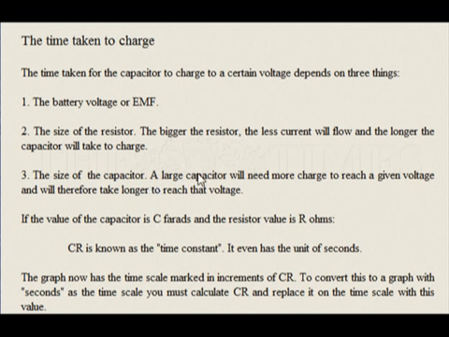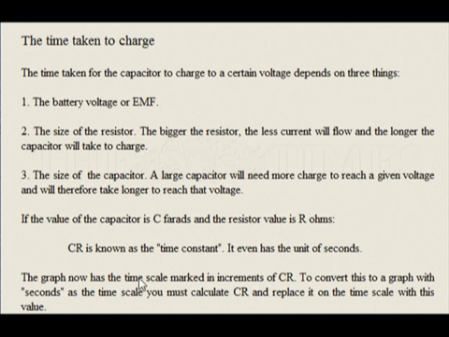3. The size of the capacitor. A large capacitor will need more charge to reach a given voltage and will therefore take longer to reach that voltage. If the value of the capacitor is C farads and the resistor value is R ohms, CR is known as the time constant. It even has the unit of seconds.